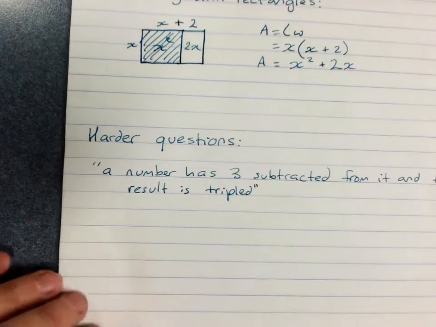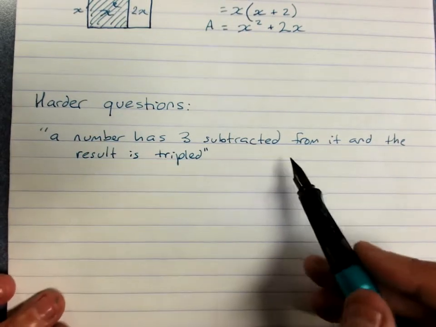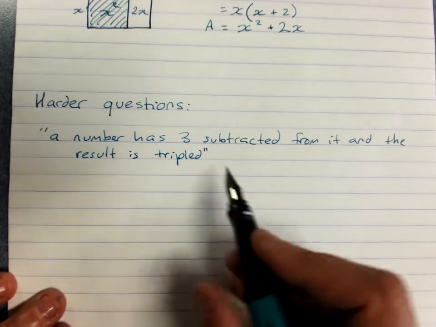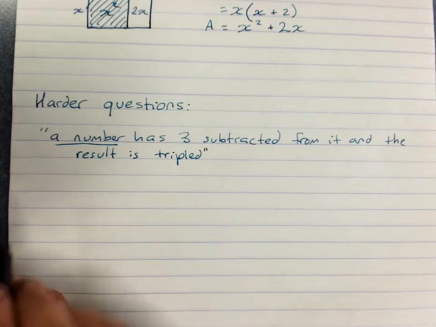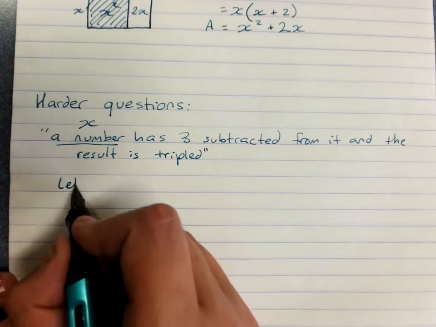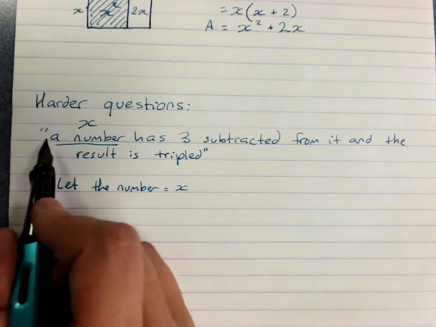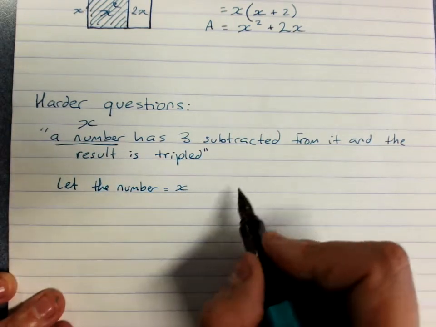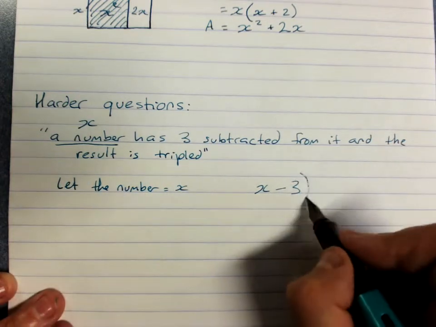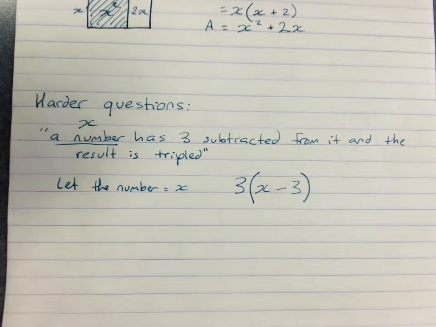A couple of harder questions. Sometimes you'll get word questions. For example, a number has 3 subtracted from it and the result is tripled, and they will ask you to write an expression for that. A number, we don't know it, so let's let that be a particular pronoun, and we can actually say let the number equal x. So we're defining that this number, we're going to say that's x. So x has 3 subtracted from it, and the result is tripled, so I'd have to times the result by 3. You'd put that in brackets.